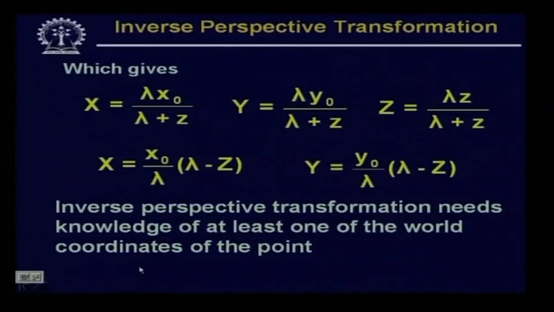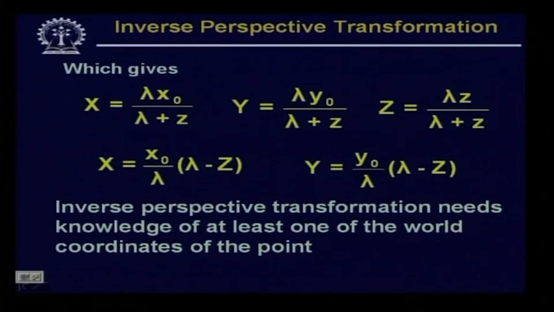Now we try to solve for the values of capital X and capital Y. From the previous matrix, capital X is given by lambda x naught divided by lambda plus lowercase z, capital Y is given by lambda y naught divided by lambda plus lowercase z, and capital Z is equal to lambda lowercase z divided by lambda plus lowercase z. From these three equations I can obtain capital X equal to x naught by lambda into lambda minus capital Z, and capital Y equal to y naught by lambda into lambda minus capital Z.